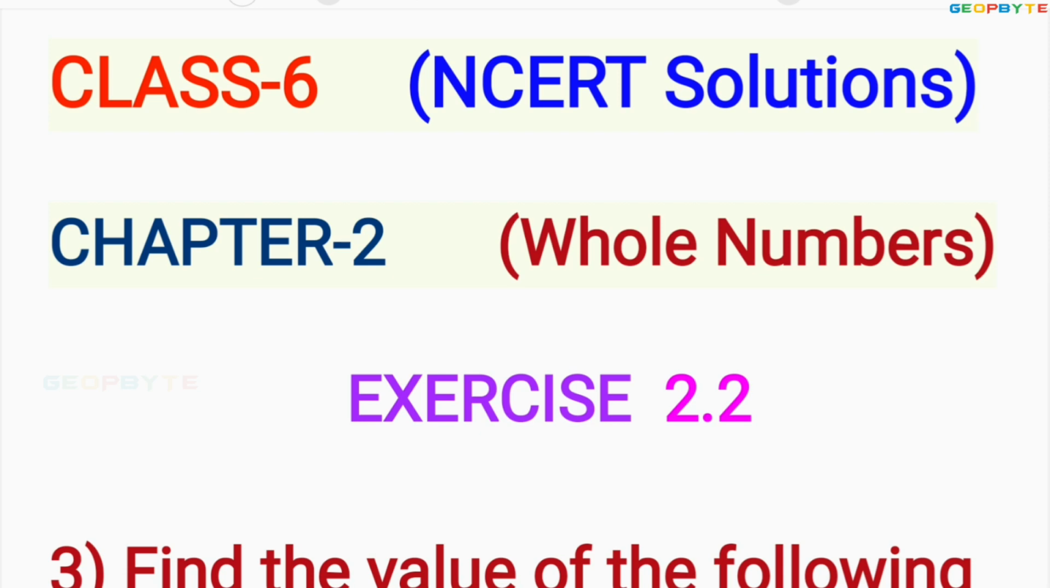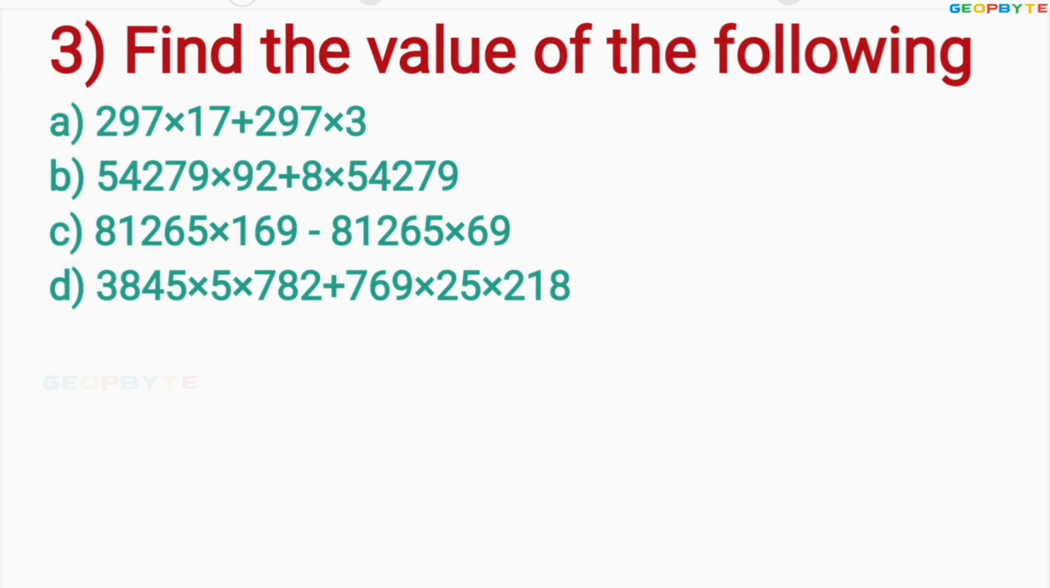Let us start with problem number 3. Find the value of the following. Bit A: 297 multiplied by 17 plus 297 multiplied by 3. Bit B: 54279 multiplied by 92 plus 8 multiplied by 54279.